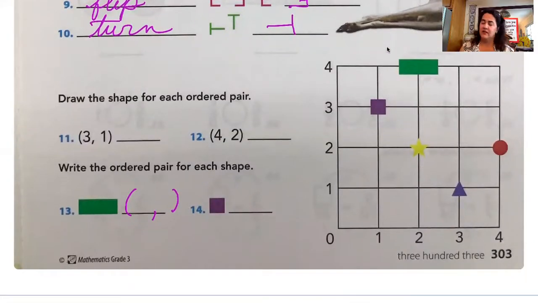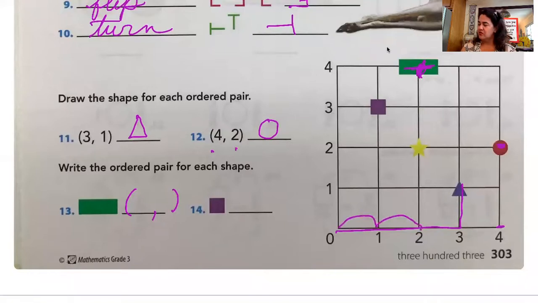So 3, 1, we're going to go over 3. 1, 2, 3. Up 1, the blue triangle. Then we're going to do 4, 2. Go over 4, up 2. It's a red circle. Okay. Now we have to write the ordered pair for the shape. So if I look for this green rectangle, it's up here. And what is my ordered pair for that? Emma.